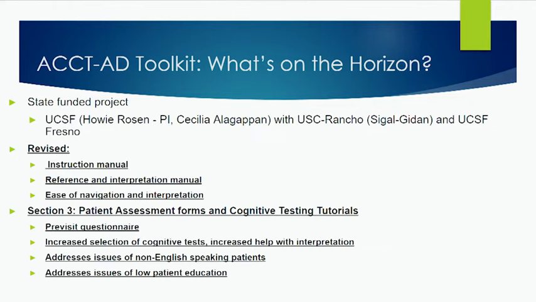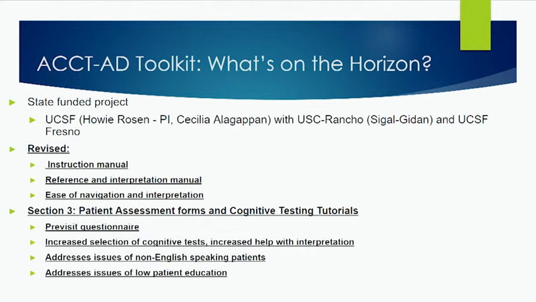So it's a 3-campus project. There are community partners at all of those campuses, and you'll be hearing from some of the participants later about that. What is going on? Well, as I mentioned, we're revising it. The instruction manual has been revised, and that's that blue one that I talked about. The yellow reference and interpretation manual is being revised, and I've shown you some examples of that. And within all of this, the ease of navigation and interpretation is really being worked on, okay?